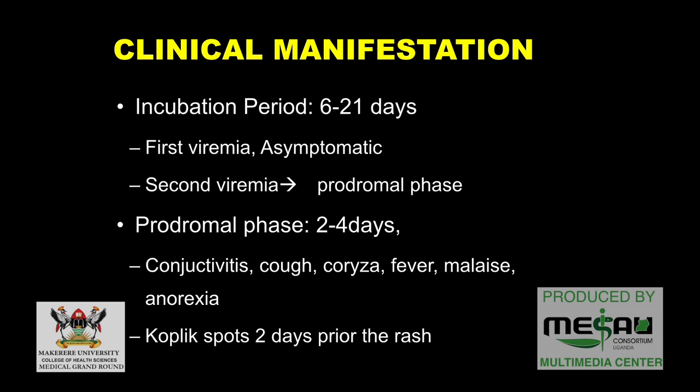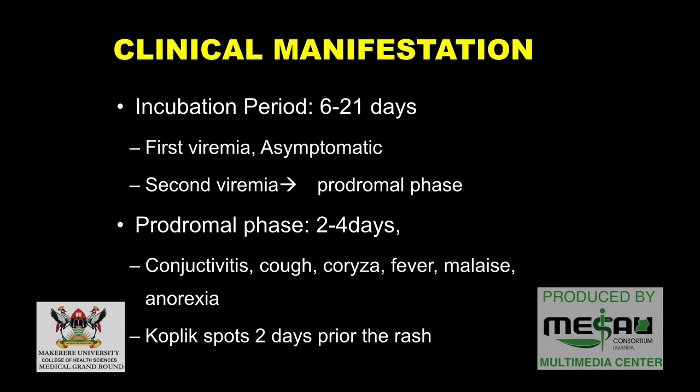The incubation period is about 6 to 21 days. Some literature says it's about 7 to 14 days, so on average, it's about 14 days. The first viremia is asymptomatic, because that's when the patient has the inoculation either via the respiratory tract or via the conjunctiva, and then after replication, the virus gets disseminated in the blood. So usually this stage is asymptomatic. Then the second viremia happens a few days later, and it coincides with the prodromal phase.